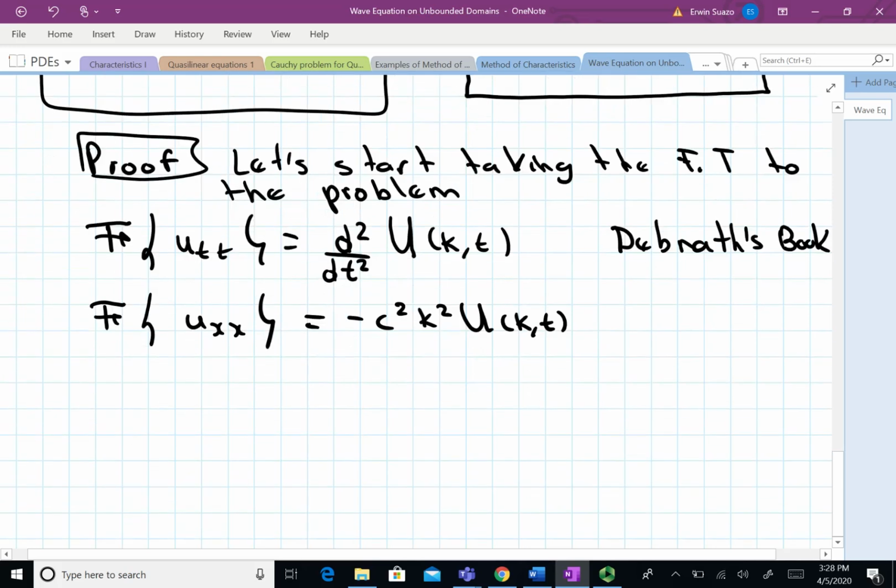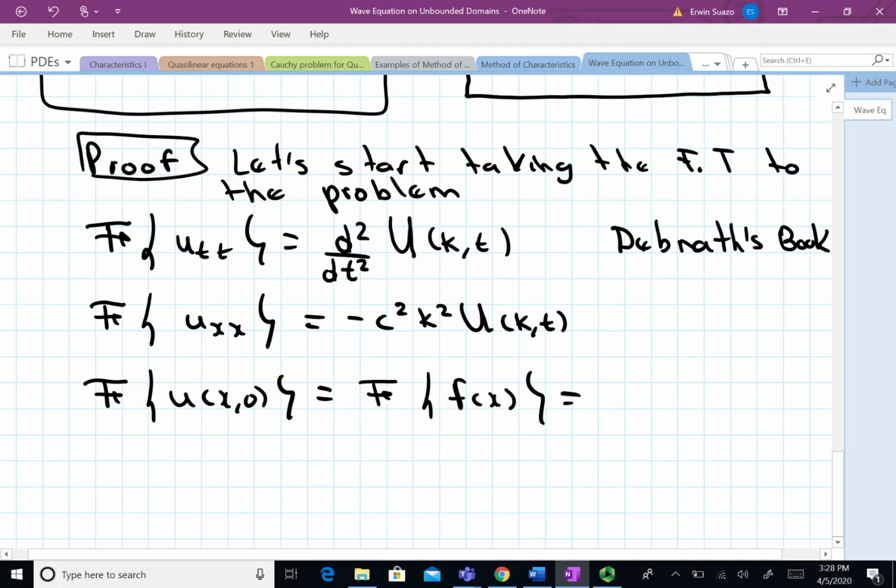Okay, those are formulas. Now the Fourier transform of u(x,0), I know that's the Fourier transform of f(x). By definition, this is the capital F(k), following the notation. So k is my variable for the Fourier transform. Before I had used zeta, right?